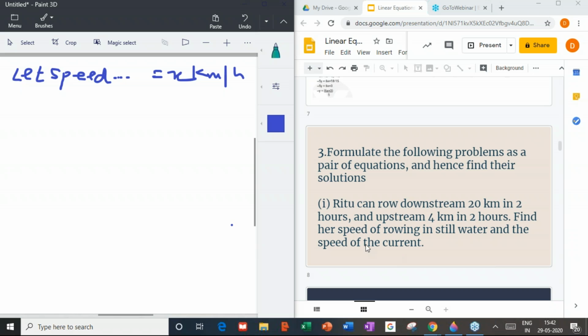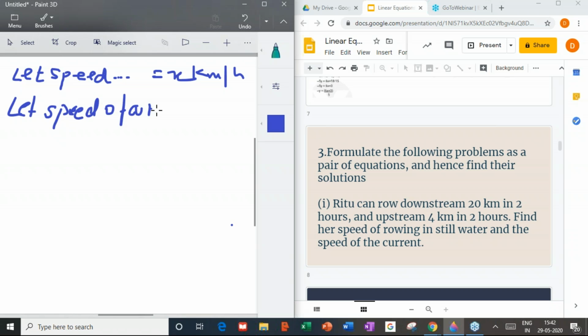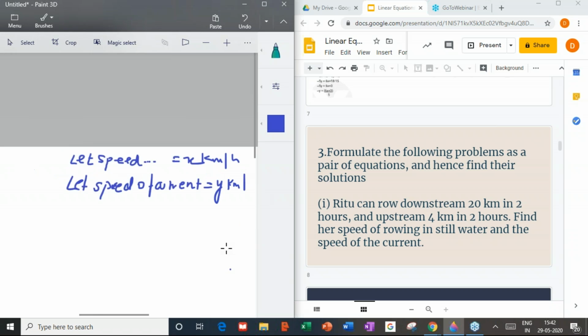So let speed of rowing in still water be x. I'm just writing the statement as it is, what is asked. I'm directly converting it into x and y, doing nothing here. And let the speed of current be y kilometer per hour. Right?